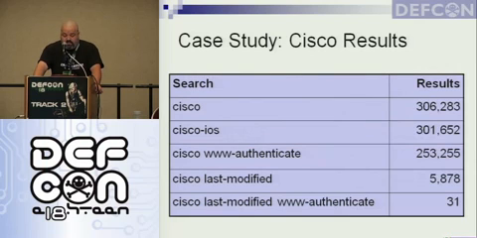Well, let's look at the results here. So this is as of last night. If I search Shodan for Cisco, I get 306,000 some devices. WWW-Authenticate, 253,000. Last-Modified, 5,800, and then only 31 that have both of those lines.